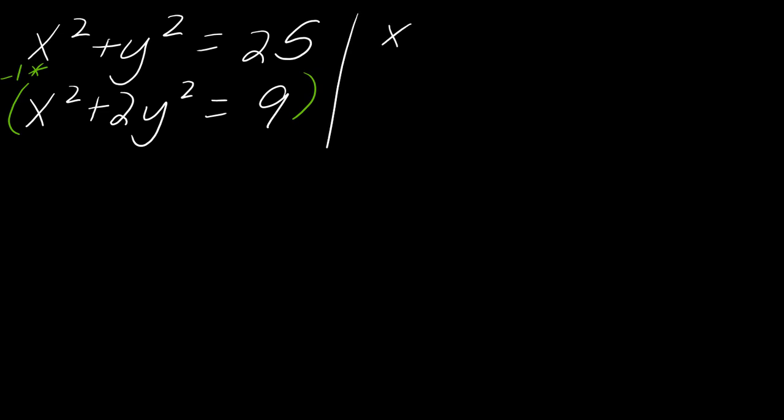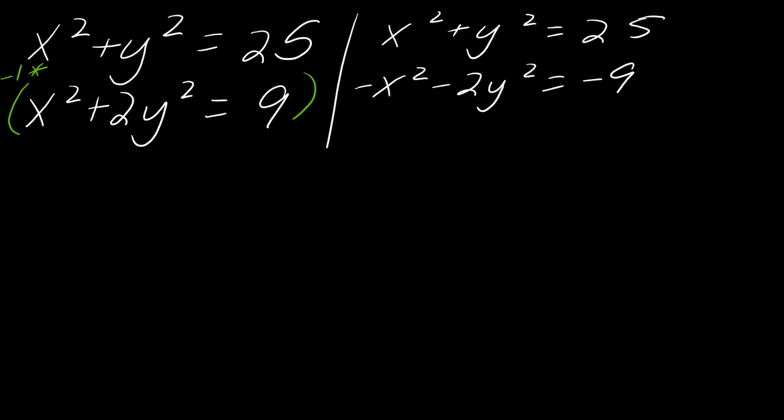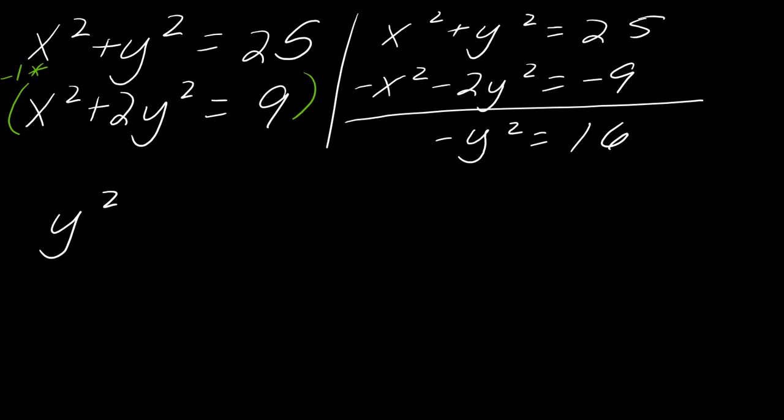So I have x squared plus y squared equals 25, and now this will become -x squared minus 2y squared equals -9. And so then I'm using elimination, so I just add straight down, so this becomes -y squared equals 16. Okay, and so now I can finish solving for y. So to do that, I'll first take y squared equals -16.